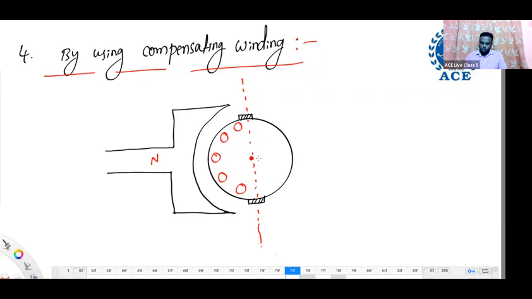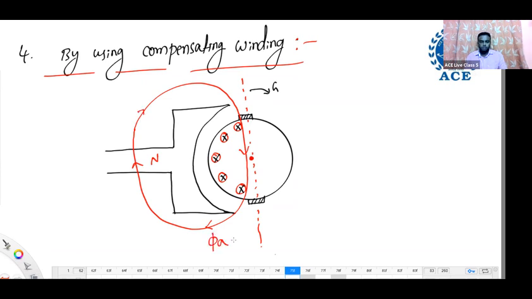So only one half I'm drawing, the other half is the same as this with opposite current direction. Now in the armature, this is the generator direction. Direction of current is cross. Now armature flux is flowing clockwise by applying the right hand thumb rule. This is the path of armature flux.